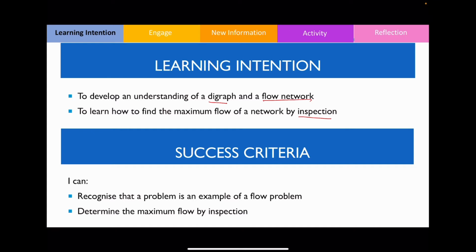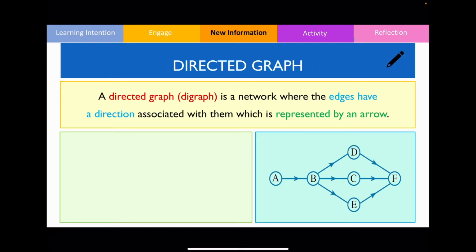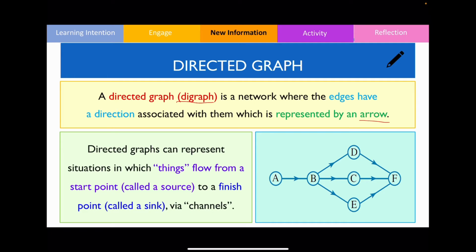Let's quickly talk about what a digraph is. A directed graph, also referred to as a digraph for short, is a network where the edges have a direction associated with them, and this is represented by an arrow, as you can see in this example over here. Directed graphs are often used to represent situations in which things flow from a starting vertex, which we refer to as the source, to a finishing vertex, which we refer to as the sink, via channels.